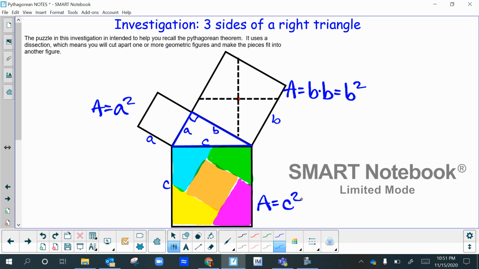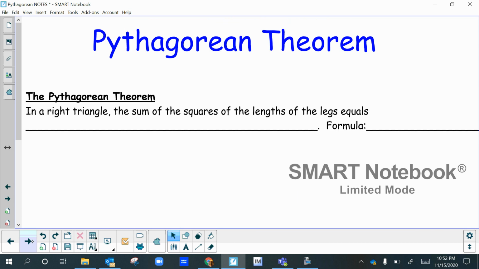And so you can see clearly how I fit the puzzle pieces of A squared and B squared perfectly into C squared, okay? And that's how he derived the formula. So let's write that down just to have in our notes.